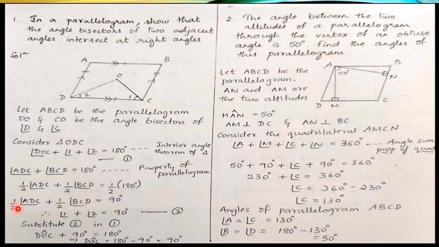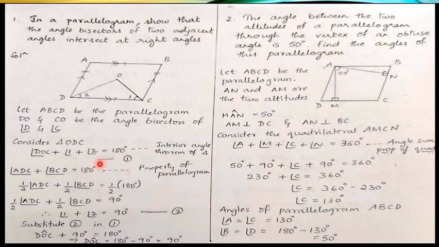Now what is half of angle ADC? Half of angle ADC is nothing but angle 2, because DO is the angular bisector. The complete one is angle D, so half of that is angle 1 and angle 2. So half of ADC is angle 2 and half of BCD is angle 1. So angle 2 plus angle 1, or angle 1 plus angle 2, both are same. So angle 1 plus angle 2 is equal to 90 degree. Give it as equation number 2.